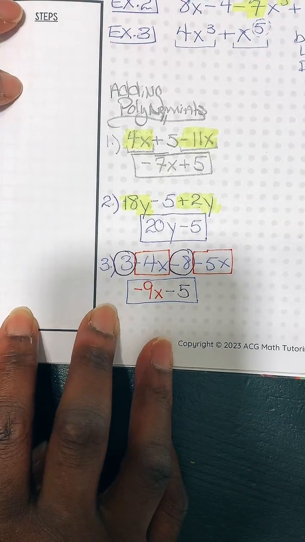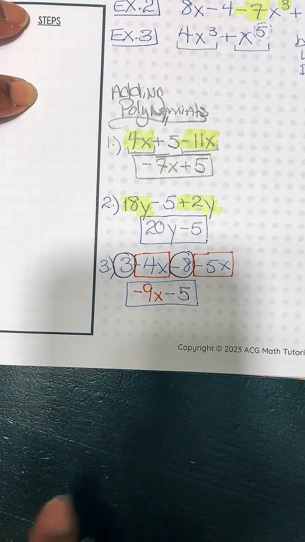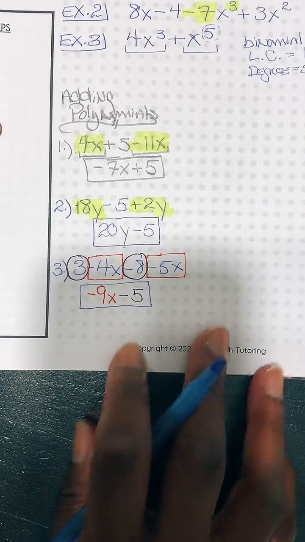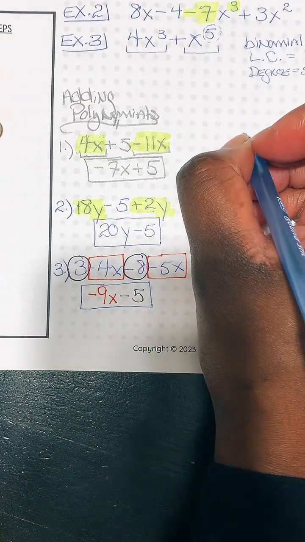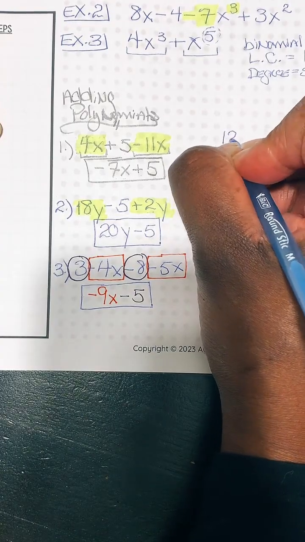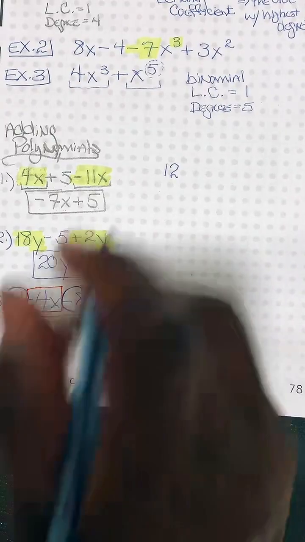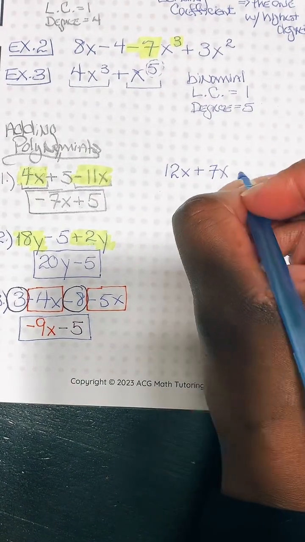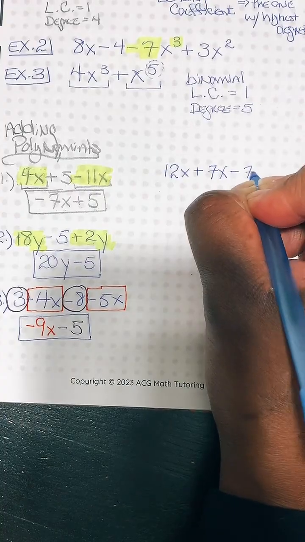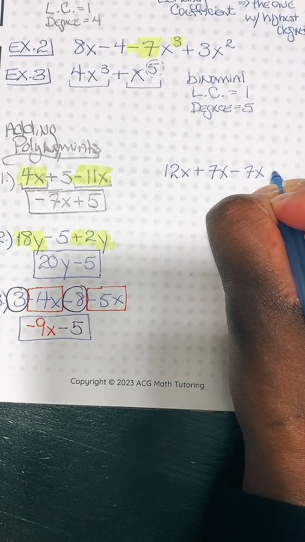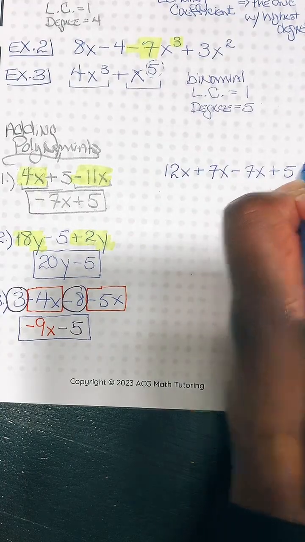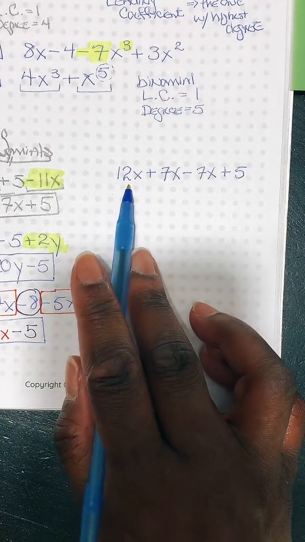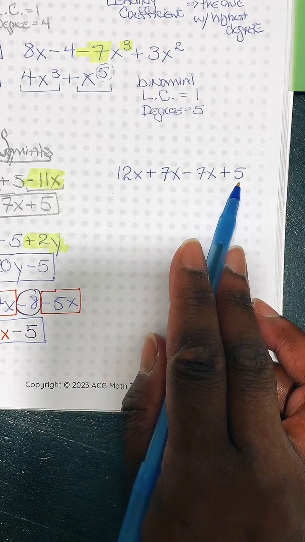Now, let's see if I can take this up a little bit more, right? Let's just take it up. So if I have 12x, I'm going to put it over here. Let's see if I got some room. There we go. So we have 12x plus 7x minus 7x plus 5. All right, so 12x plus 7x minus 7x plus 5.